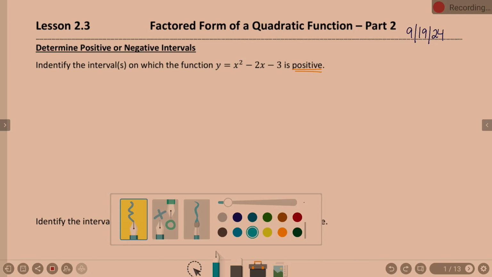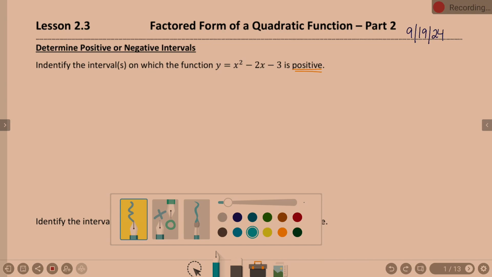Now, when we talk positive, where is positive going to be on a graph? That's going to be wherever the graph is above the x-axis, right? Now, here's the deal. Yes, you can graph this on Desmos to help check yourself. That's not something you're going to have access to during a test. So how do we figure this out algebraically?